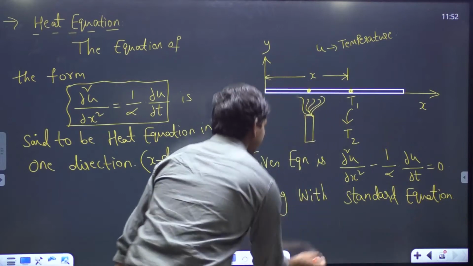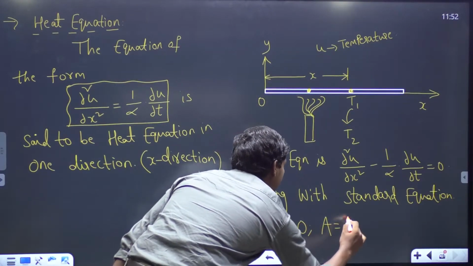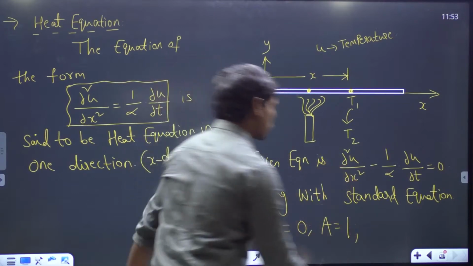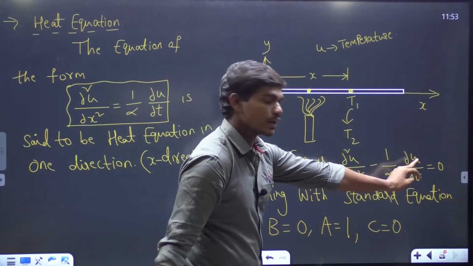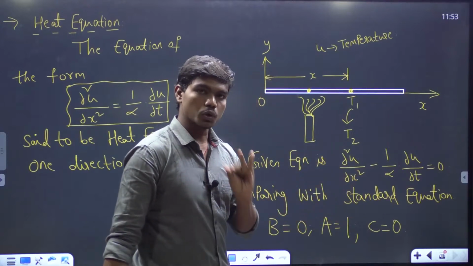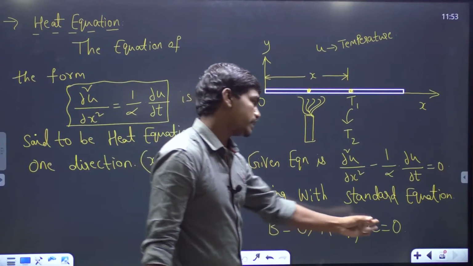what's the value of B? 0. Correct? A value is 1 because there is 1 here, and there is no dou x dou y term here. So the value of C is also 0. See, be careful, this is not a square. This is the dou u by dou t term, but you should have the dou square u by dou x square coefficient, the dou square u by dou x dou y coefficient, and the dou square u by dou y square coefficient also. So if you see, this C is 0.